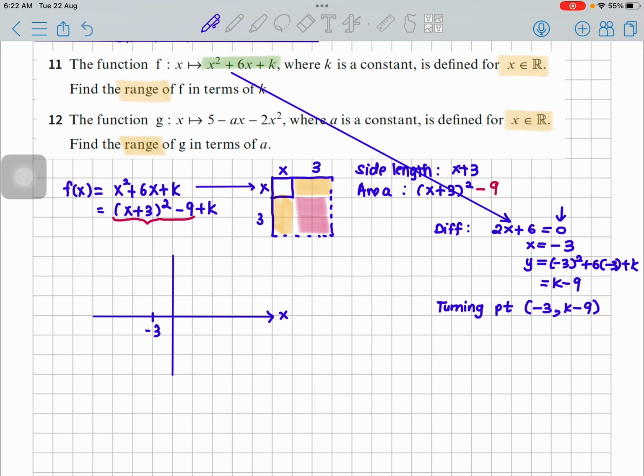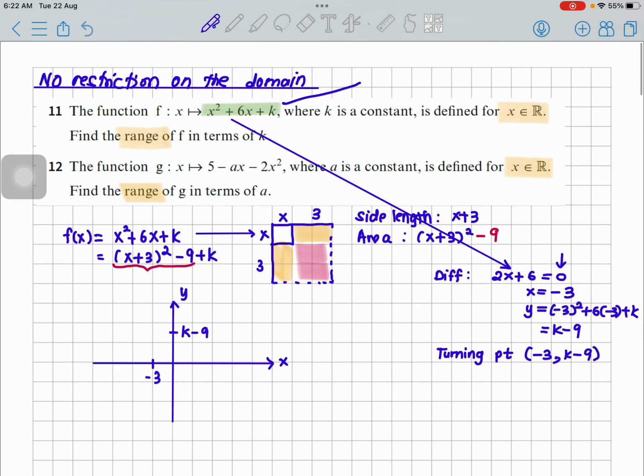Where is k minus 9? We are unsure, but I know it is on the y-axis. For a start, I'm going to put it here. Let's say this is k minus 9. And I know this question, the y-intercept: where will it cut the y-axis? At the y-axis, x is equal to 0. So when I do that, f(0) is going to be 0 plus k, which is k. They did not say anything about the k value, so I'm not sure whether k is positive or negative. I'm going to assume k is positive, on the positive y-axis. So let me label it here, then I'm going to sketch it.